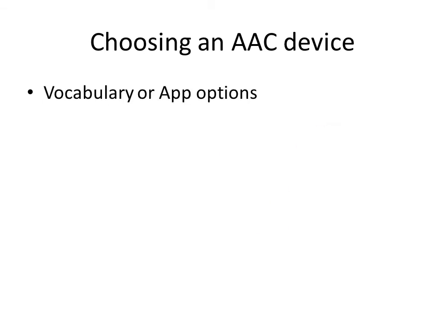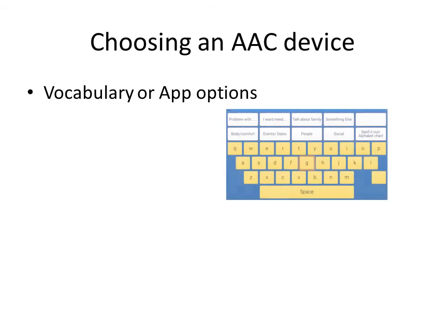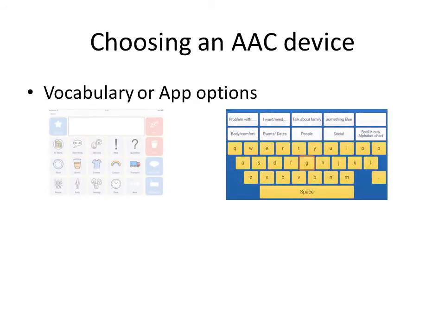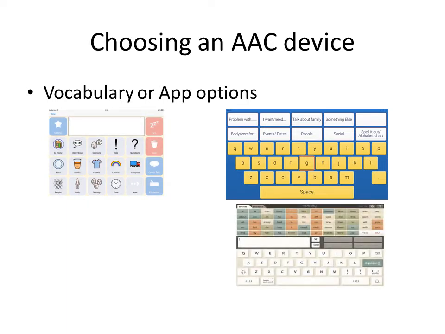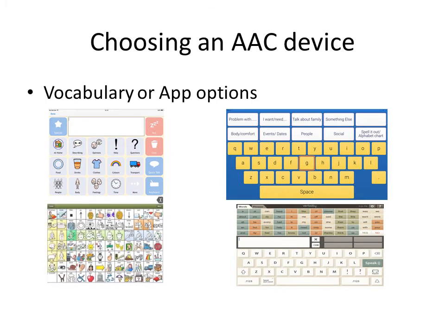Vocabulary or app options. It is important to give some consideration to the layout of the vocabulary, the size of the font or symbol, the background colours, the size of the targets, the amount of information presented on a single page, and the location of frequently used cells.